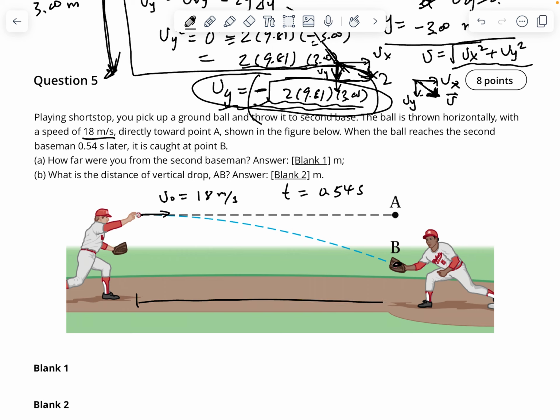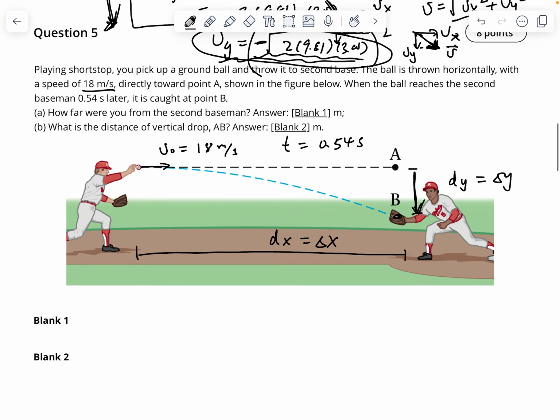This asks you about dx, the displacement in the x-axis, also called delta x. And what is the distance of vertical drop? Basically it asks you this, so this is your dy, also equal to delta y. What we know here is the initial velocity and the time. Motion in the x-axis is motion with constant velocity, so we know dx, very simple.